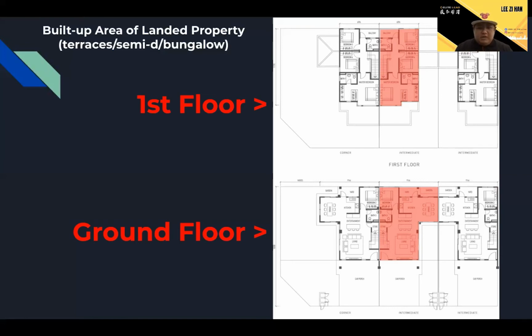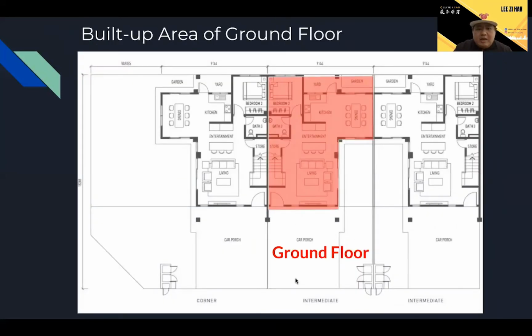So this is the difference between land area and build-up area for landed properties. This is the ground floor. The car porch is not considered a build-up area. When you step into the entrance, there is a build-up area where you can hang out. This is the living room, the entertainment, the dining, and then the yard area, the garden, the bedroom too.